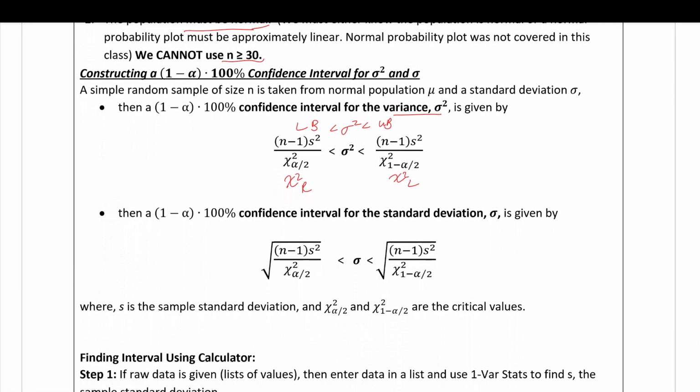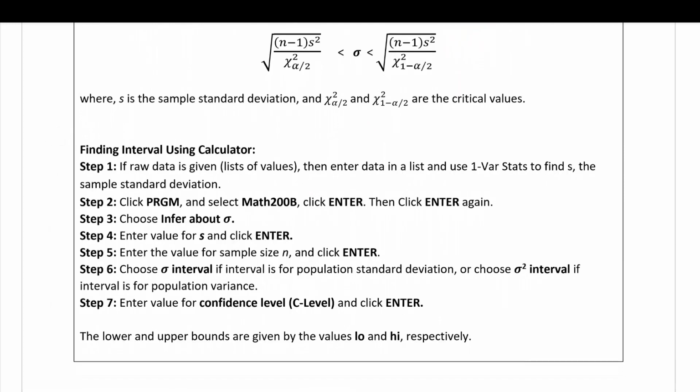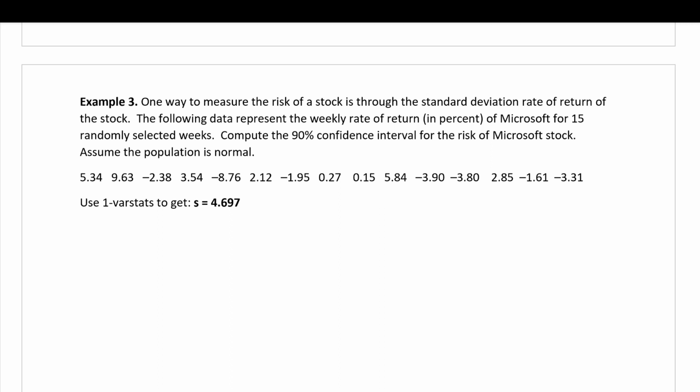Now again, the relationship between variance and standard deviation is that one is the square root of the other. So if we're looking for the standard deviation, all we have to do is put square roots over each one of these quantities. Again, if you have a TI calculator, and if you were in my class, I would actually give you this program, Math 200B, and you would follow these directions to come up with the interval. But we're going to use the web browser resource.